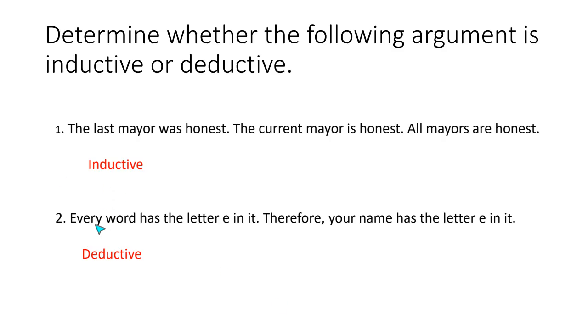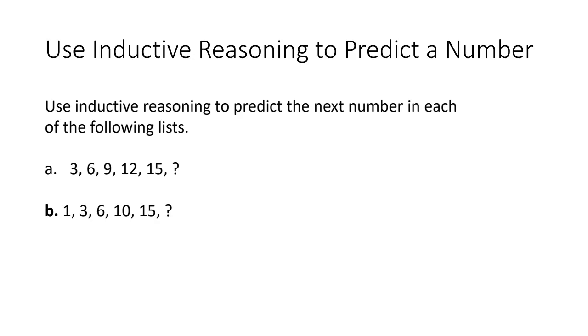The second one: every word has the letter E in it. Therefore, your name has the letter E in it. This one's making a general statement, and then it's going to one specific example. So we would say that's deductive. At any time, if you have a question, please let me know. The next one says use inductive reasoning to predict the next number in each of the following lists.